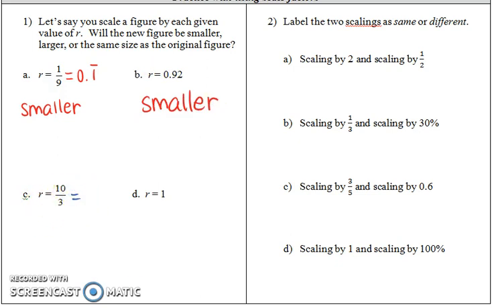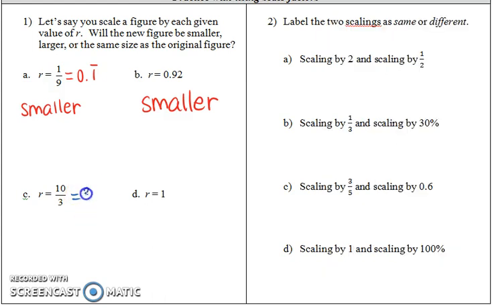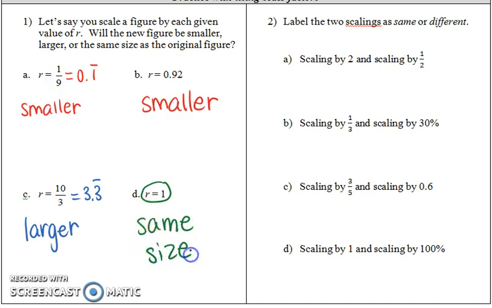10/3. 10/3 written as a decimal, if you're not sure if it's greater or less than 1. So that's going to be about 3.3 repeating, which is greater than 1. So this is going to make my new figure larger. And then when finally I have a scale factor of exactly 1, that means my new figure will just be the same size.